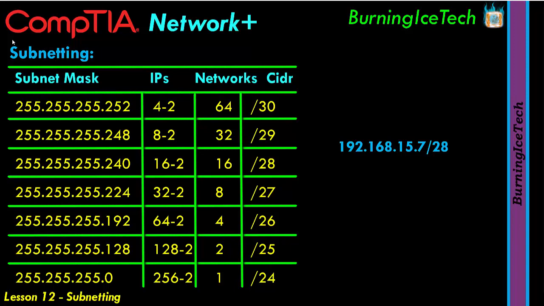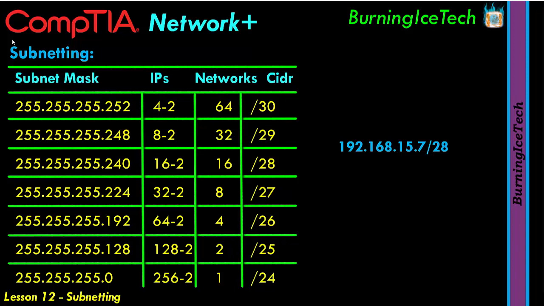Now, looking at that IP address we have there on the right, with its CIDR notation being /28, if I had asked you what the subnet mask for that is, if you look at my table, you can clearly see it's 255.255.255.240. Bam! In a fraction of a second, you would know the answer.